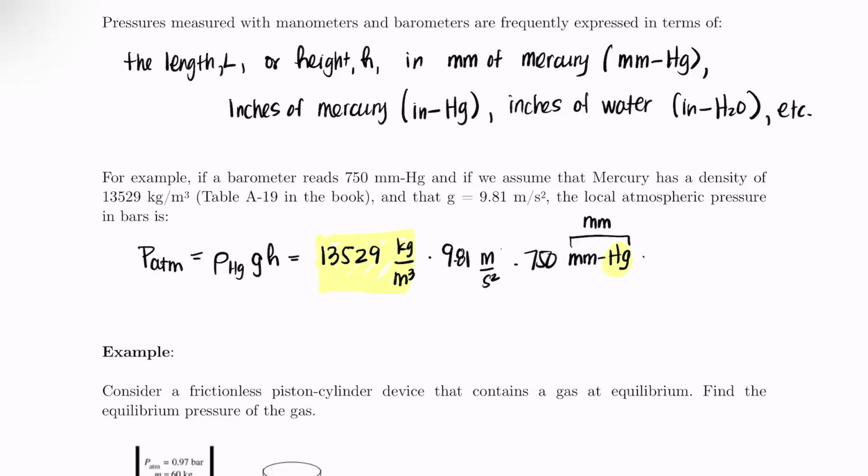And now we need to do some conversions. We have 1,000 millimeters in every meter. So that takes care of this unit of millimeters. We have 1 kilogram times meter per second squared in each Newton. So that takes care of this kilogram and this meters per second squared. And then we also have, I need to move this over just a tad.